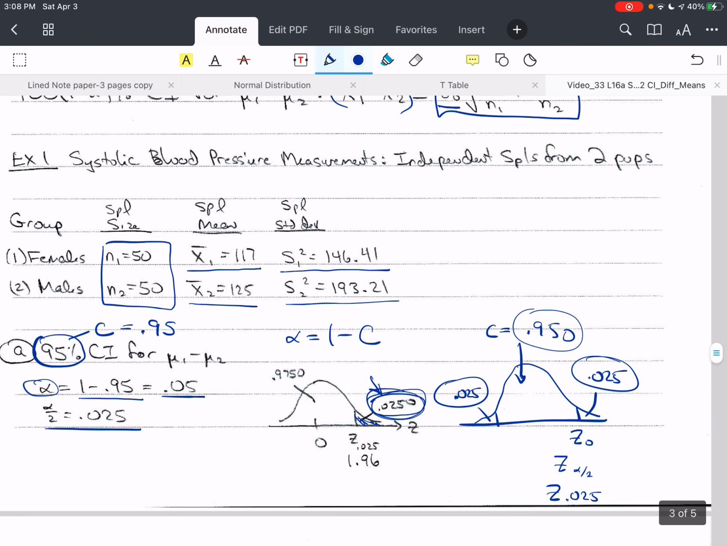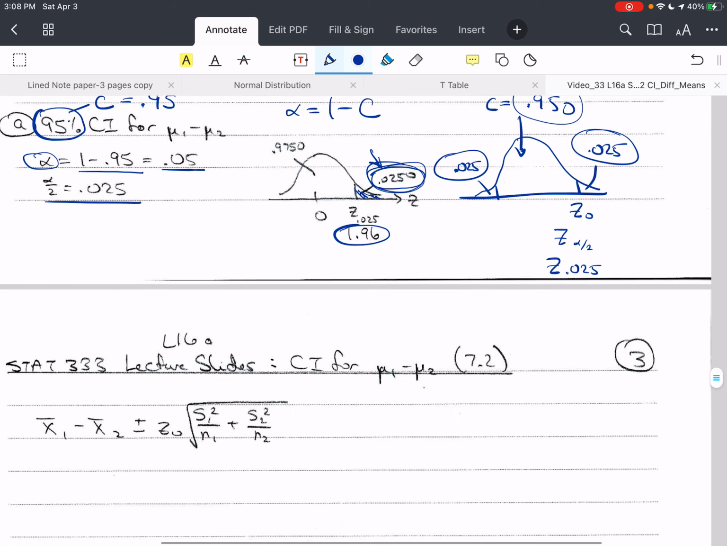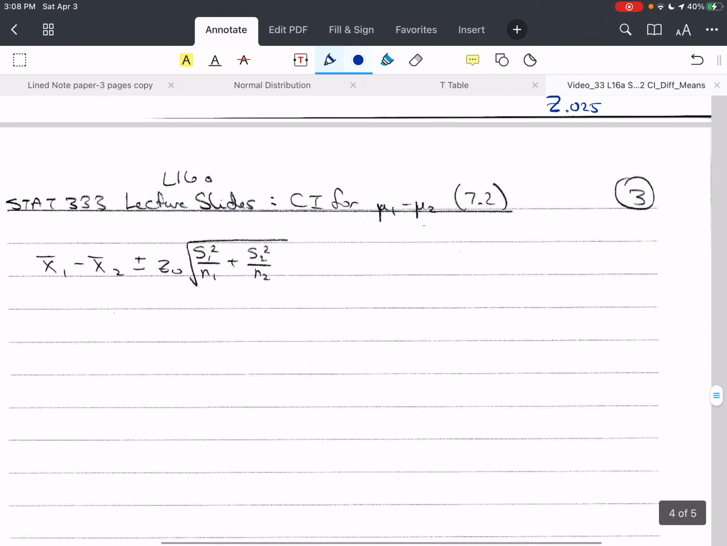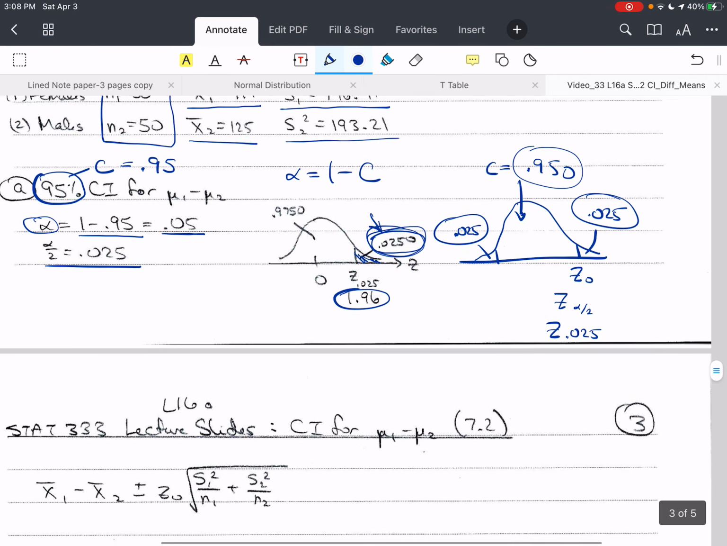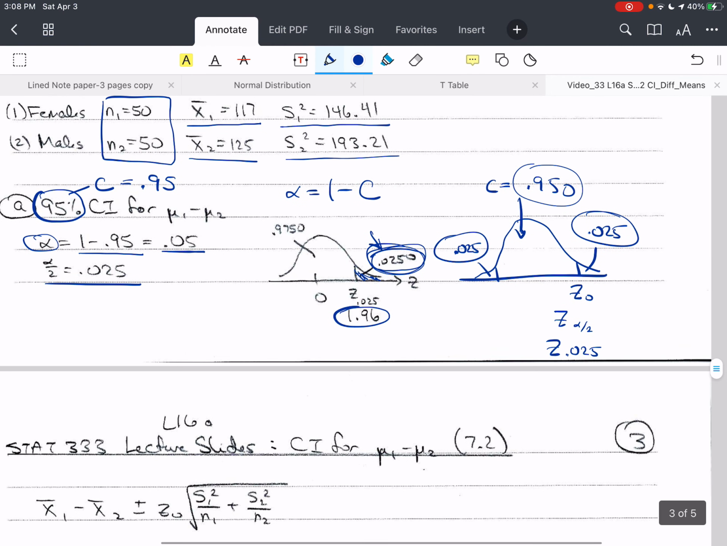And so that is what we have put here. We found the critical value. Now we need to calculate using these values. So I'm going to write it over here. X bar 1 is 117. I'm trying to see my data. So 117 minus 125, that's going to be negative. I'm going to put parentheses around this, you don't have to, but just to say that that goes together.